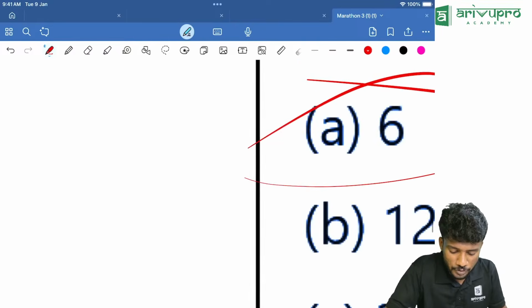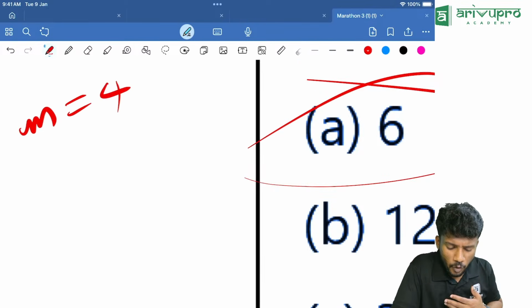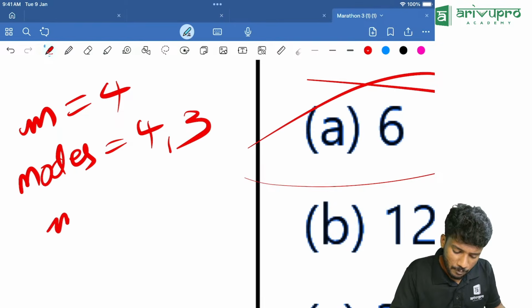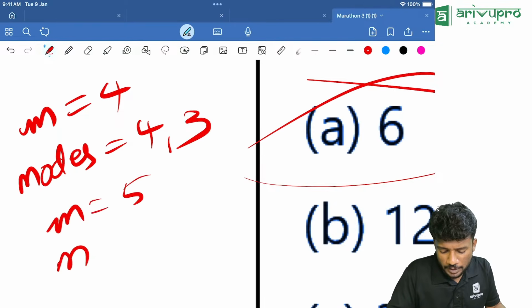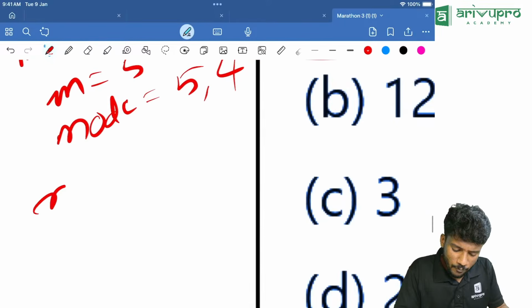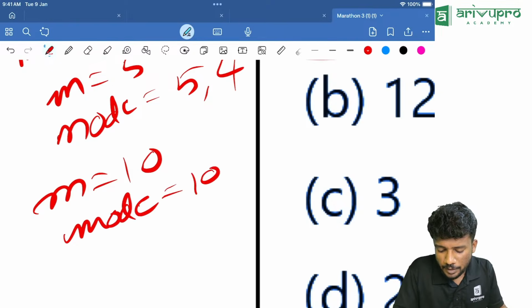Mode for Poisson is nothing but when you get the m value. If m is equal to 4, what are the modes then? Modes are nothing but 4, 3. Then if m value is equal to 5, what are the modes? 5, 4. Then if m value is equal to 10, what are the modes? Modes are nothing but 10, 9.